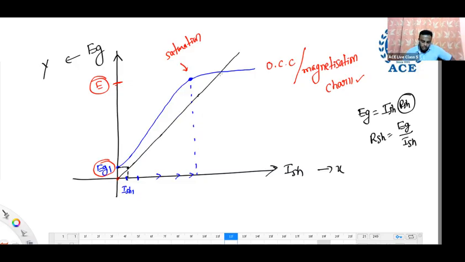Wherever this line intersects the OCC, that is our operating voltage, almost. Wherever the RSH line, the field resistance line, the slope of the line passing through the origin, intersects the OCC, that is our operating voltage. If you observe, during the build-up process, voltage increases.